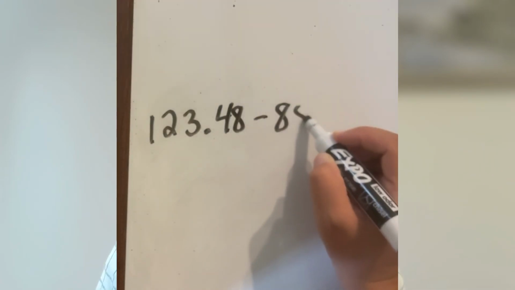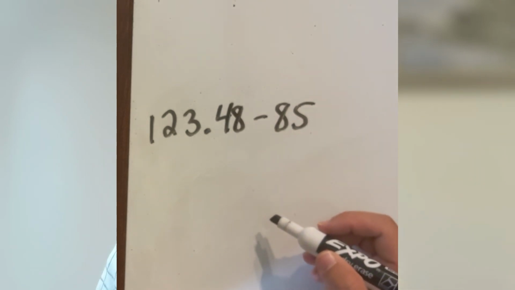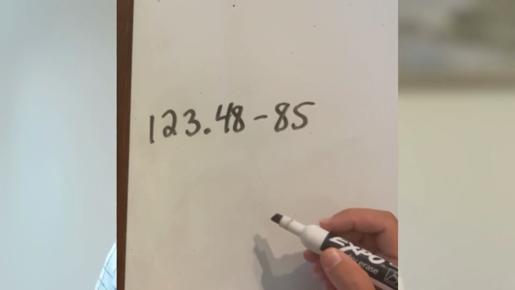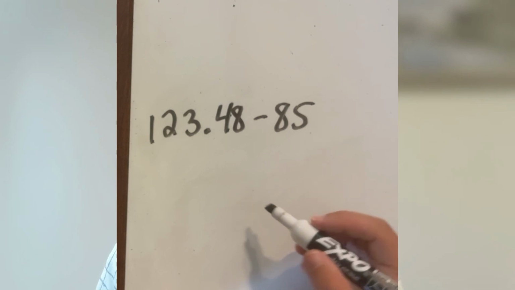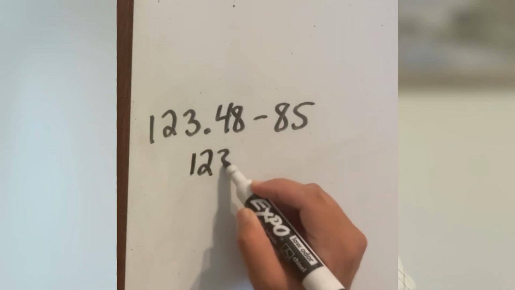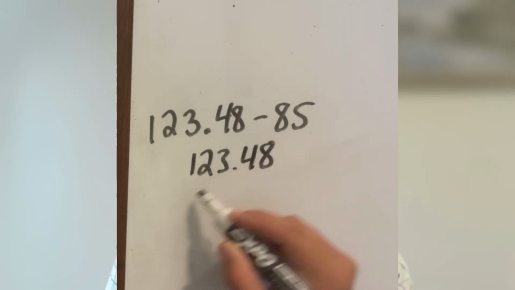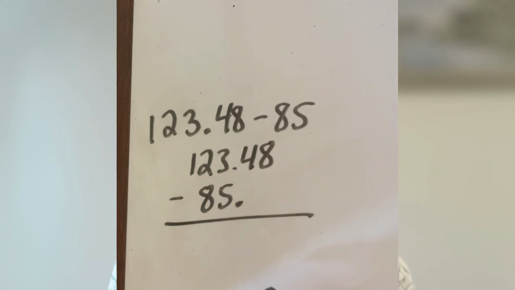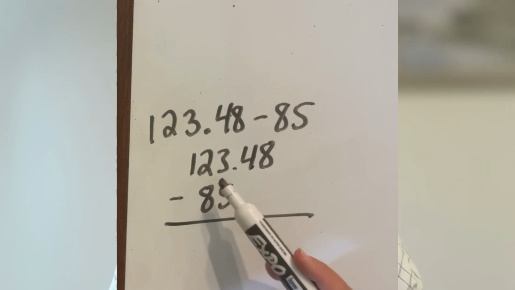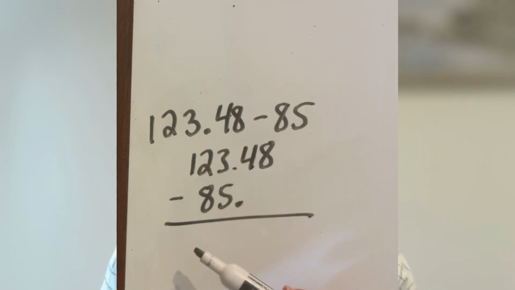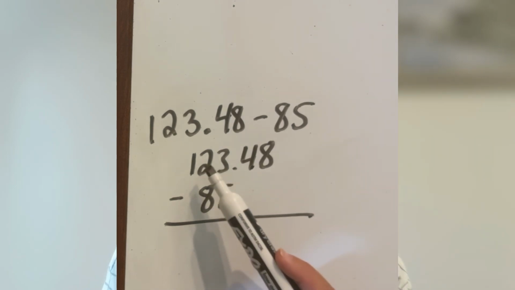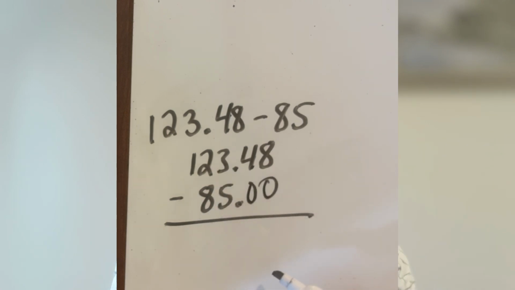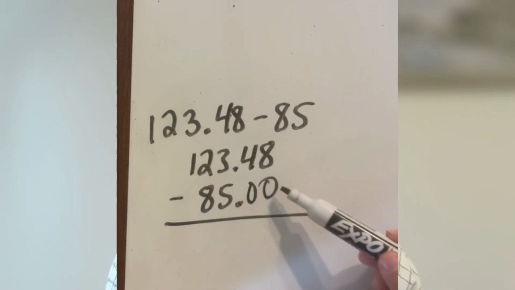123.48 minus 85. Now 85 is going to go right under the 23. It's not going to go under the 1 and the 2. It's going to go under the 2 and the 3. Why? So the decimal points line up. Again, our decimal point is right after our whole number, which in this case will be after the 5. So we have 2 spaces empty. We're going to fill those with zeros.